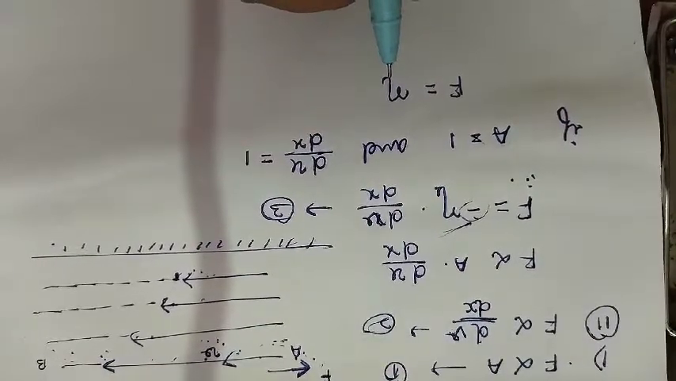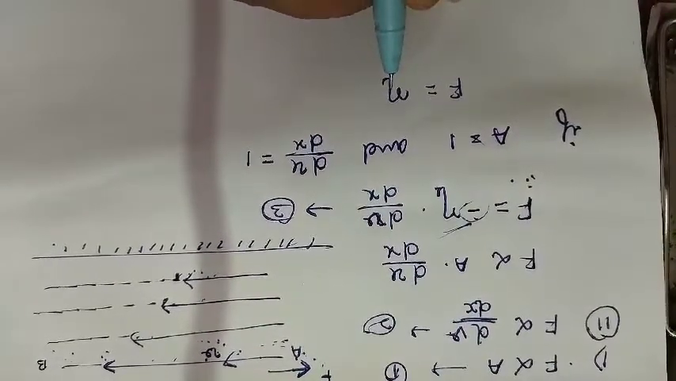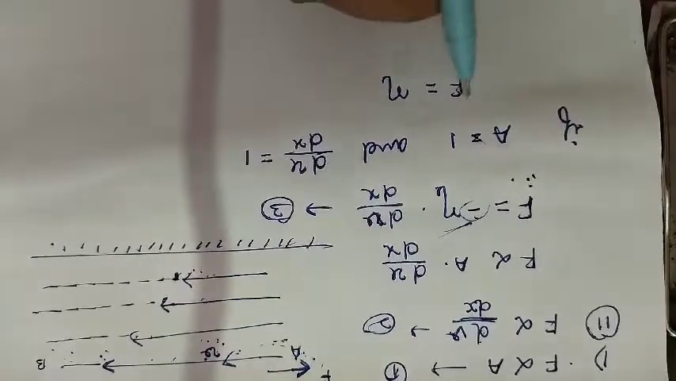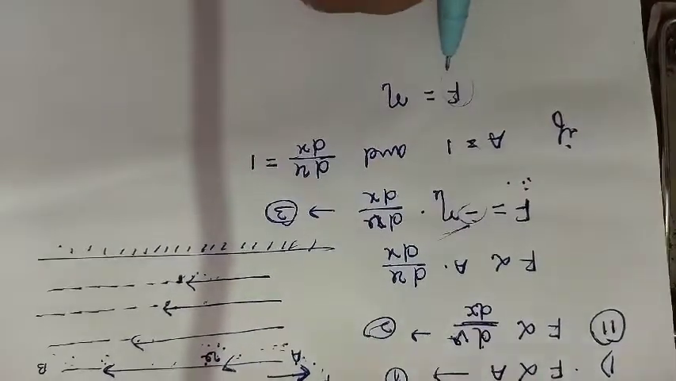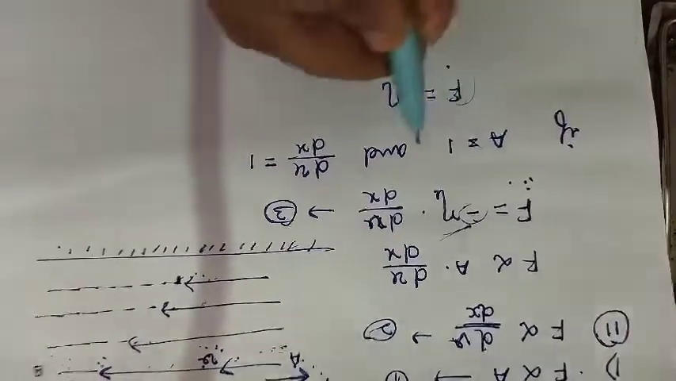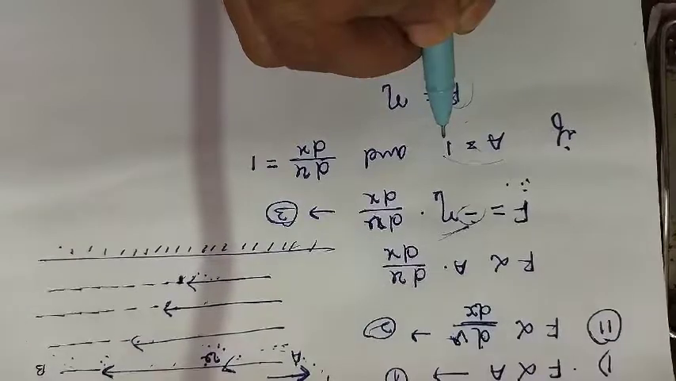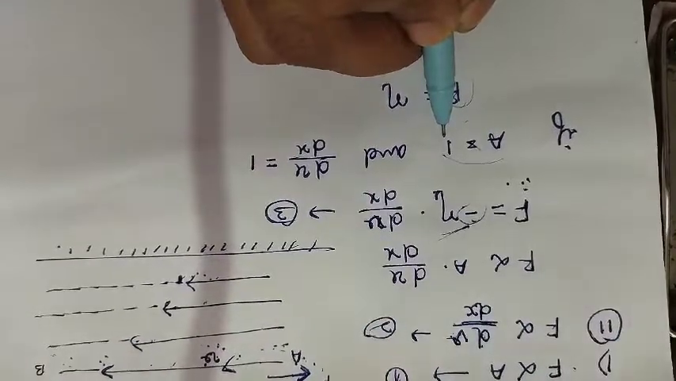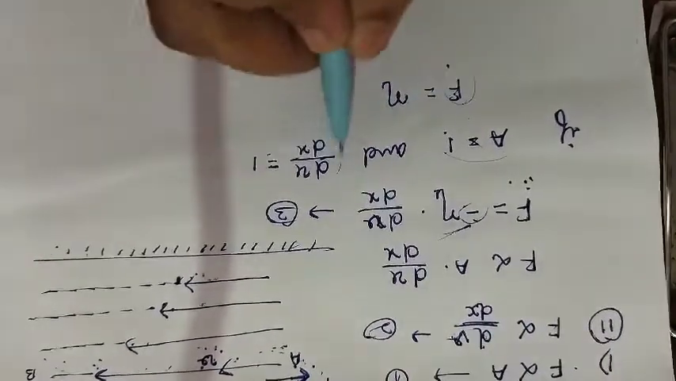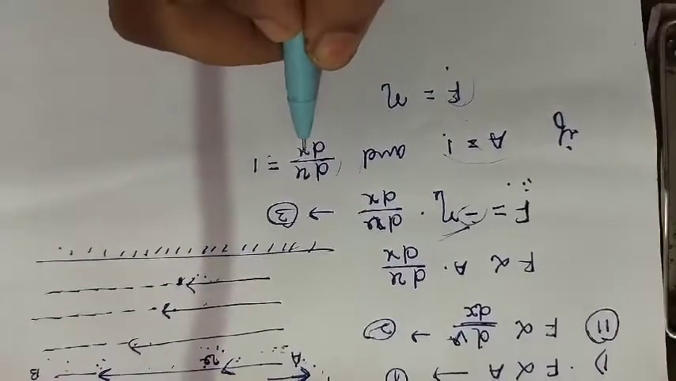So from here we can write that this eta is called the coefficient of viscosity. The coefficient of viscosity of a liquid is defined as the viscous drag force acting per unit area of the layer having unit velocity gradient. Unit means 1, that is, unit velocity gradient.